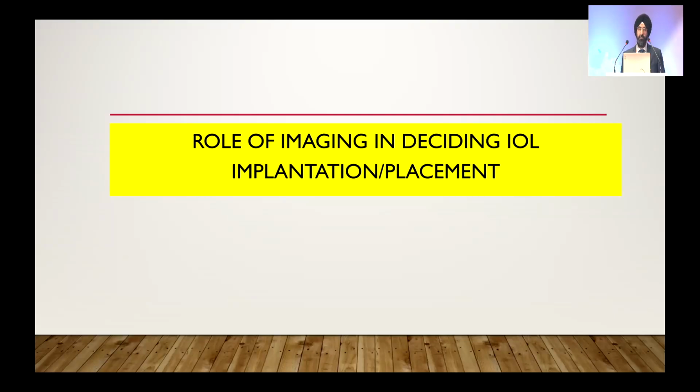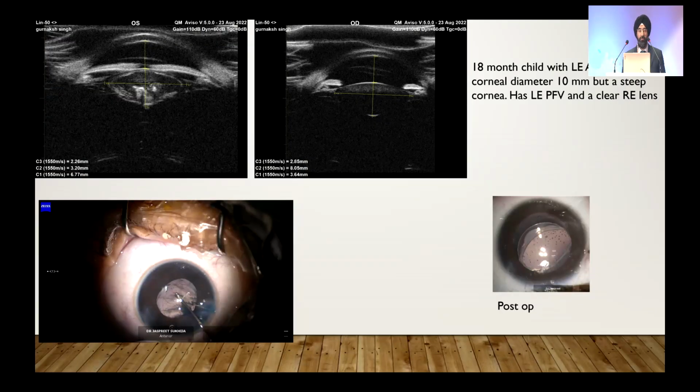Now coming to something new which was discussed in the previous presentation: what is the role of imaging in deciding IOL implantation? Earlier, what did we say? We said, fine, axial length more than 17, corneal diameter more than 10, or if the age is above 6 months, you can implant the IOL. But yes, there are cases where you can implant the IOL where such agreement is not there. And also there are cases where such agreement is there and you might not be able to implant the IOL.